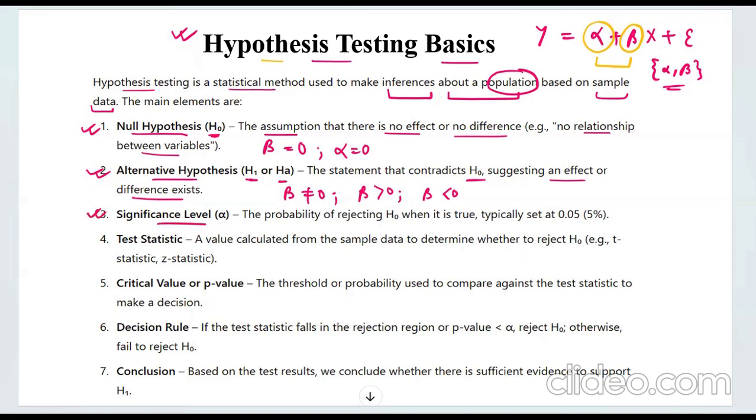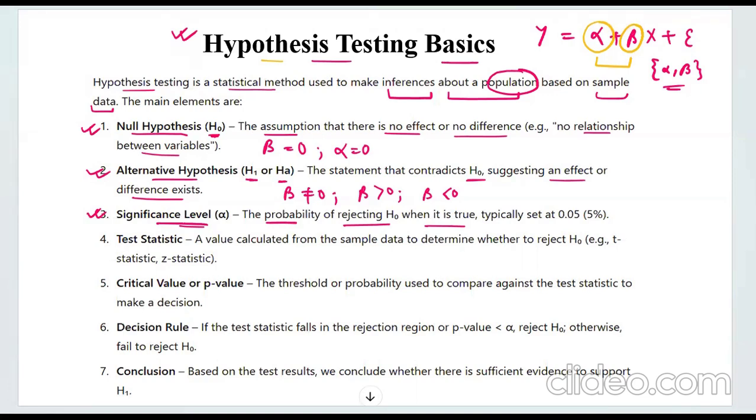The third thing is to define a significance level. Significance means the level of type 1 error. What is type 1 error? It is the probability of rejecting H naught when it is true. So if your null hypothesis is true, but you have erroneously rejected it, then we say in statistical inference that you have committed a type 1 error.